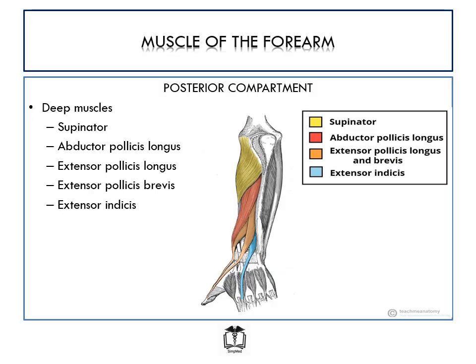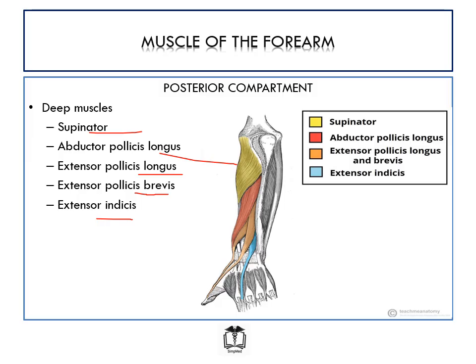So let's talk about the deep muscles of the posterior compartment of the forearm. These include muscles like the supinator muscle, the abductor pollicis longus muscle, the extensor pollicis brevis muscle, the extensor pollicis longus muscle, and then the extensor indicis muscle. So quickly, all of these muscles are innervated by the radial nerve, and they all have different functions, origin and insertion, which we'll talk about.